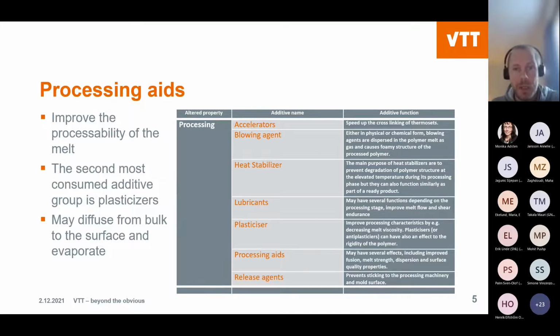So other processing aids that are used, I have listed here. We have accelerators, used for speeding up the cross-linking of thermosets. Then we have blowing agents, used in the manufacture of foams. And then we have heat stabilizers, preventing degradation at elevated temperatures. Then lubricants, which may have different types of functions. Then the plasticizers and generally processing aids improve the melt properties, and then release agents are used to improve the detachment from the molds during the manufacturing process.